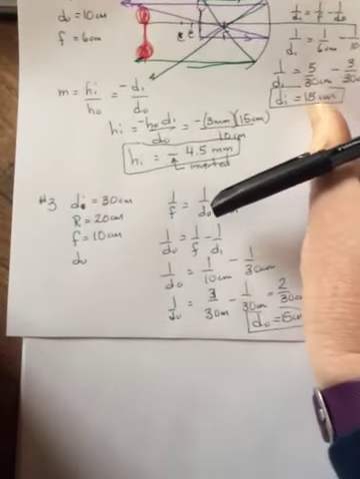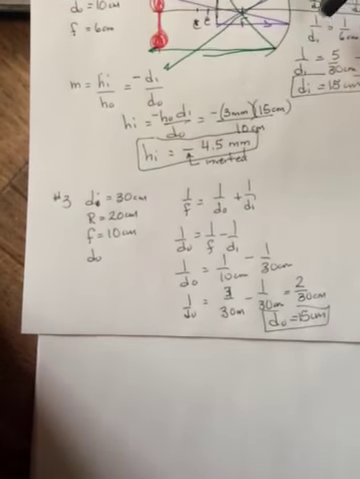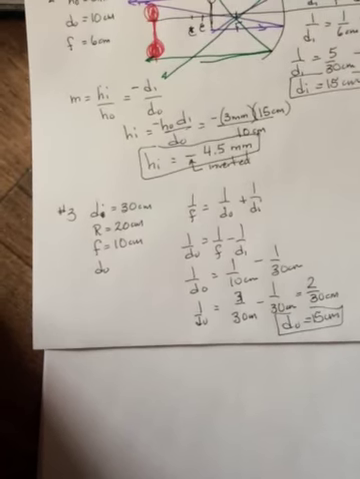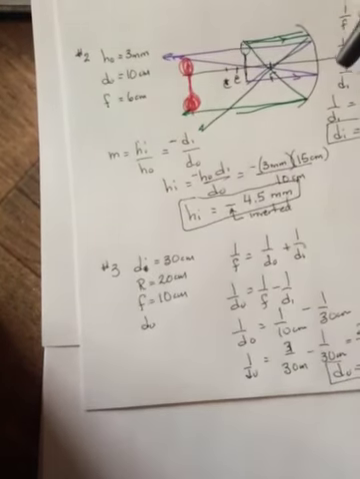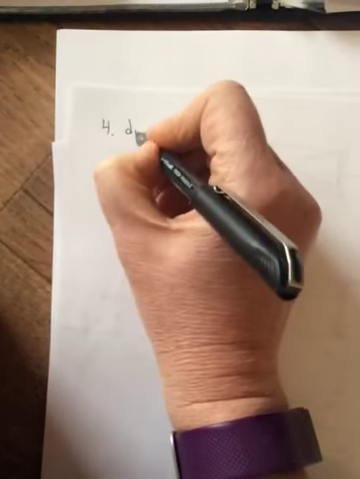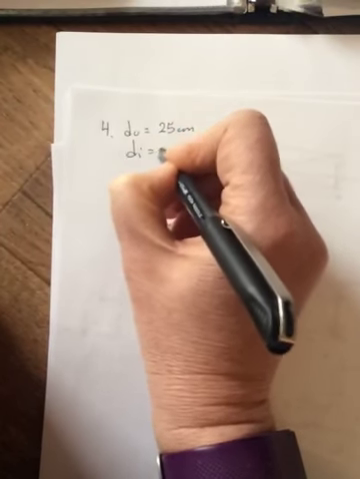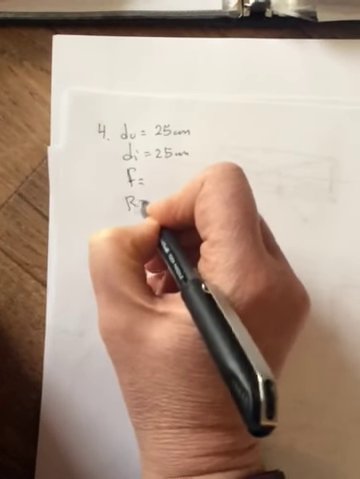Number 4. An old magic trick uses a concave mirror to project an image the same size as the object and the same distance from the mirror. If the object is 25 centimeters from the mirror, what should the radius of curvature be? So it's saying that the image is the same distance from the object, and it's saying the object is 25 centimeters from the mirror, so it means DO is equal to 25 centimeters, and DI is equal to 25 centimeters, and we want F. Really, we want R.